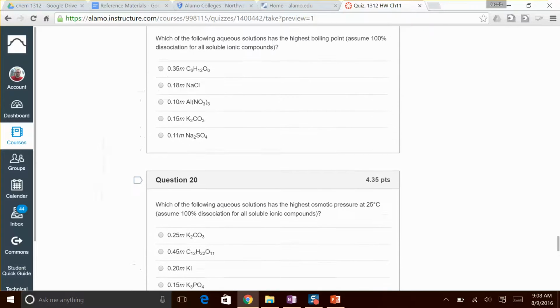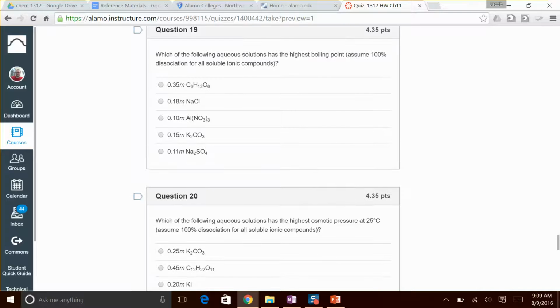Osmotic pressure. So colligative properties like osmotic pressure, freezing point, boiling point, vapor pressure, those kinds of things, they are dependent on the number of particles, not on the identity. So if it's an ionic compound, then which of the following aqueous solutions has the highest boiling point? Okay, so this first one, C6H12O6, that's glucose. That's a covalent compound. There's just one particle there. Okay? Sodium chloride, that's 2 particles. So you would say 0.18 times 2 would be the actual molarity that you'd be using there.